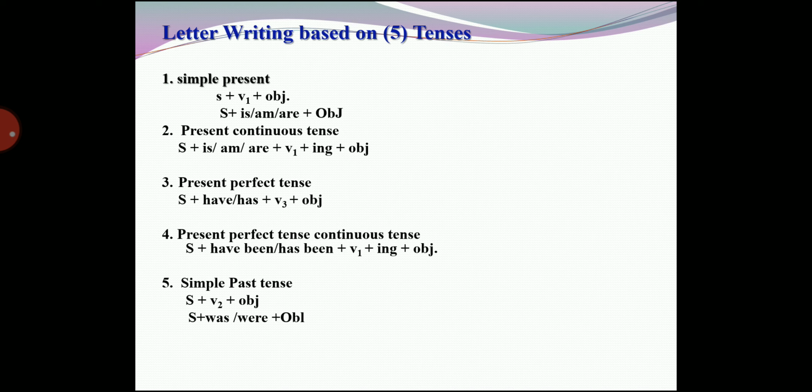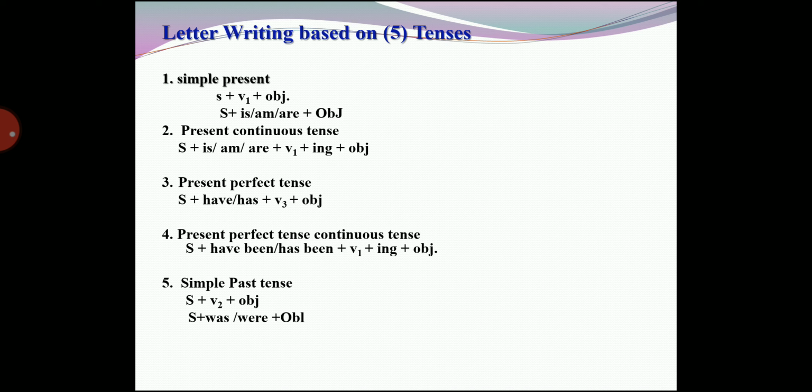Present continuous tense: subject plus is, am, are plus V1 plus ing form plus OBJ. OBJ means object, right? Present perfect tense: subject plus have or has plus V3 plus OBJ. Present perfect continuous tense: subject plus have been or has been plus V1 plus ing form plus OBJ.